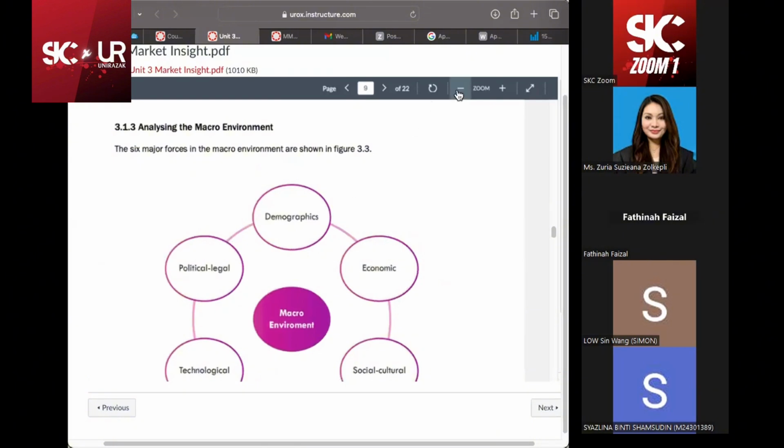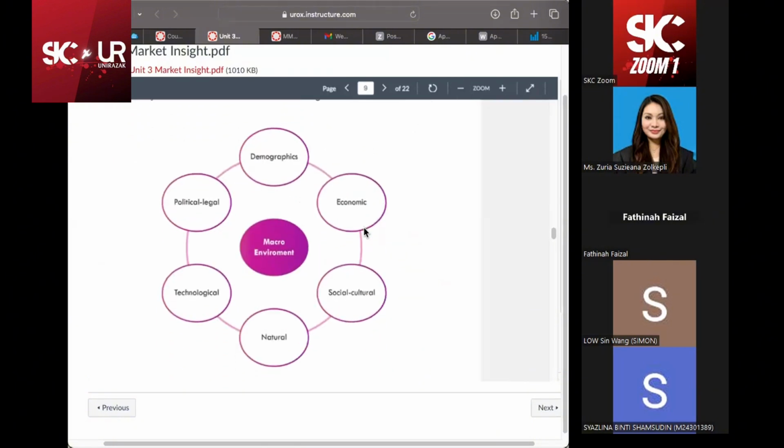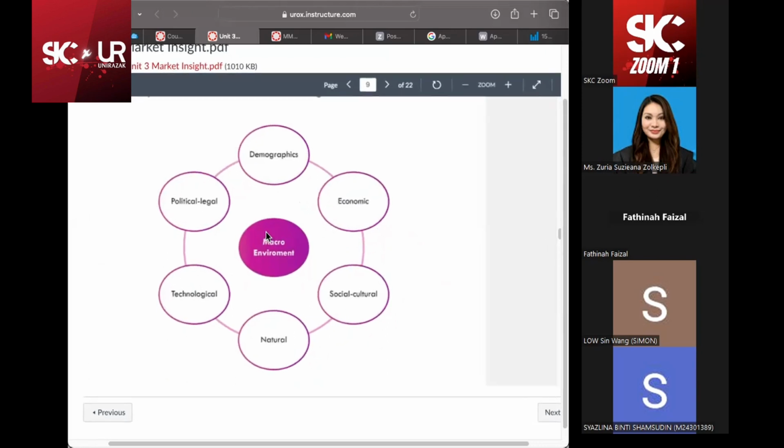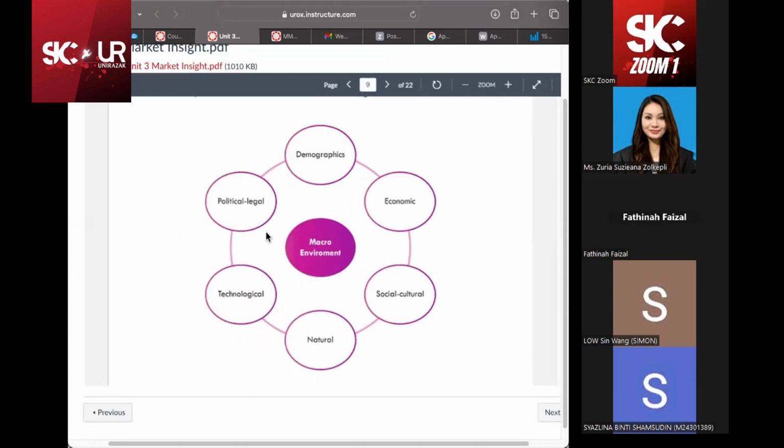Okay, for the macro environment, because I'm talking about marketing research, some of the things that can influence marketing activity or marketing decision making are demographic and economic factors, but we are going to take a look at this later, in another chapter. I think that is much more relevant there. Macro environment means the external environment, external factors.